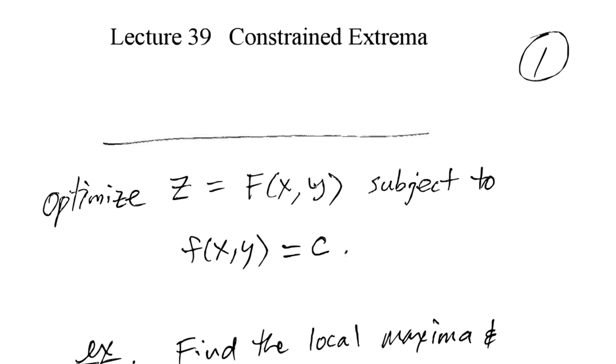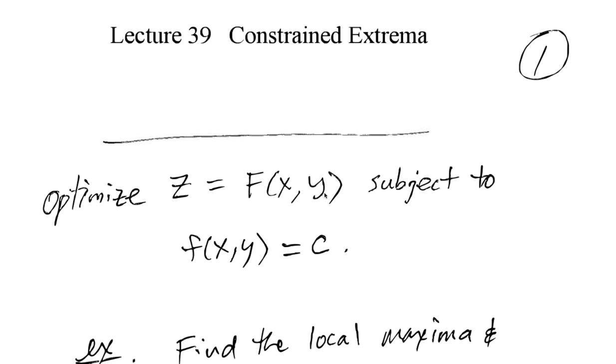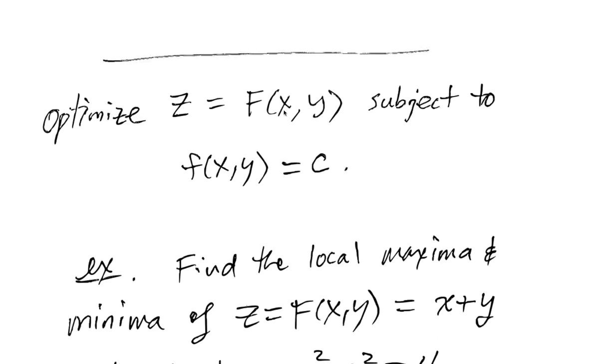Okay, let's talk about something called constrained extrema. So constrained minima and maxima is what we're doing here. Okay, let's talk about what this is. Optimize z equals cap F of x, y subject to the condition that little f of x, y equals c.